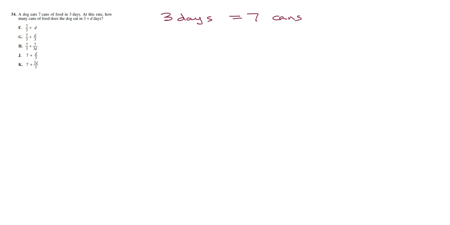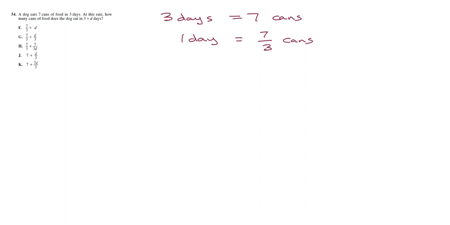So what I like to do here is to find out a unit rate. So in 1 day, we have 7 over 3 cans, and the way we get to that is we divide 3 by 3 to get to 1 day. So we're going to divide 7 by 3 also to get to the unit rate for the number of cans eaten per day.